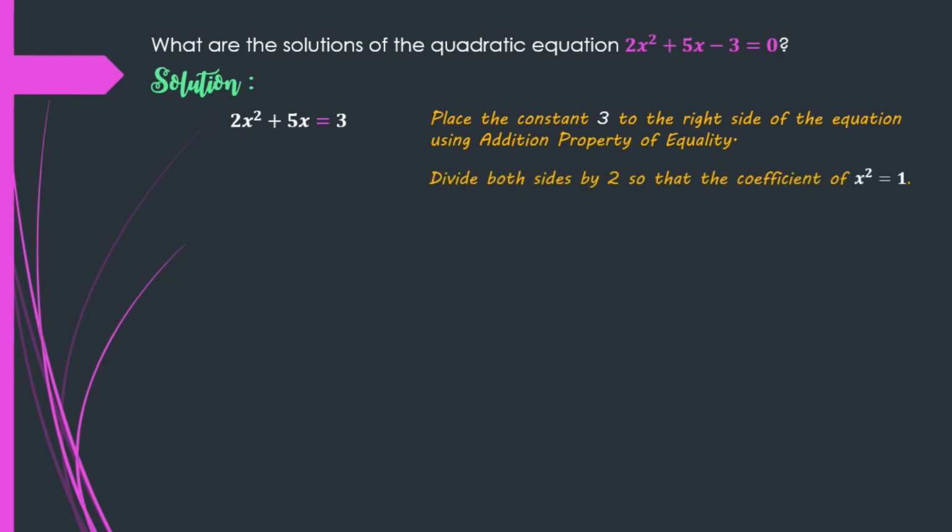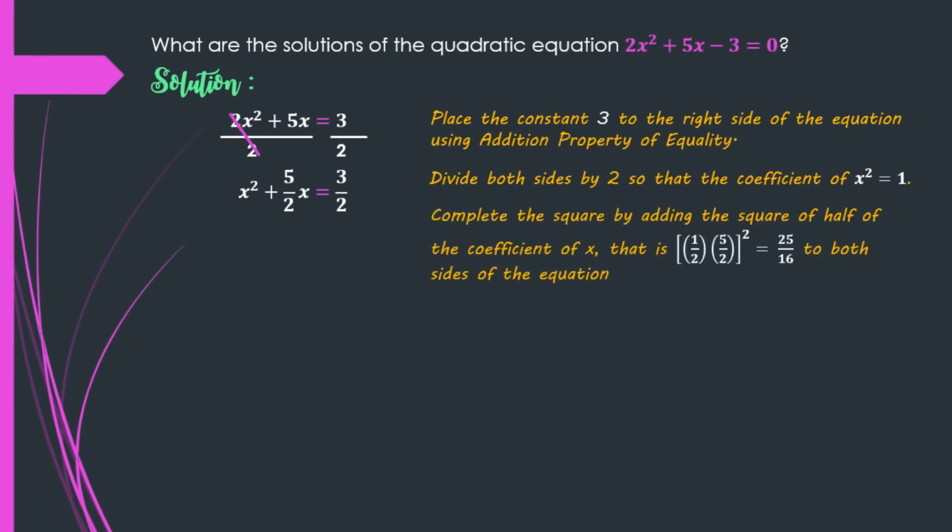We divide both sides by 2 so that the coefficient of x squared is 1. Now we have x squared plus 5 over 2x is equal to 3 over 2. Complete the square by adding the square of half of the coefficient of x. Since our coefficient of x is 5 over 2, we use 5 over 2 as our b. Now we have 1/2 times 5 over 2 squared. 1/2 times 5 over 2 will result in 5 over 4, and 5 over 4 squared will result in 25 over 16.